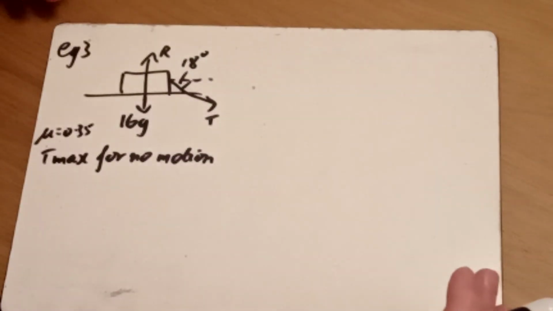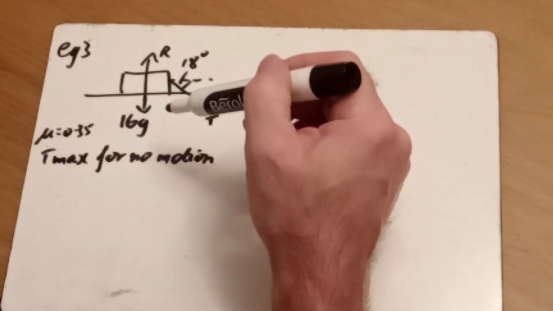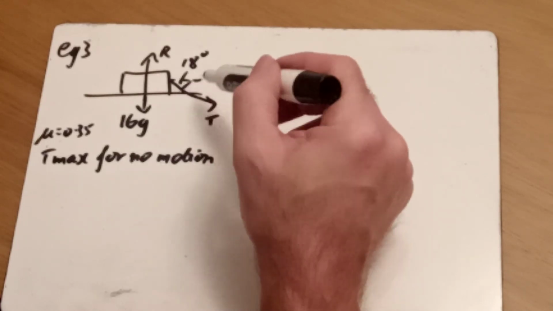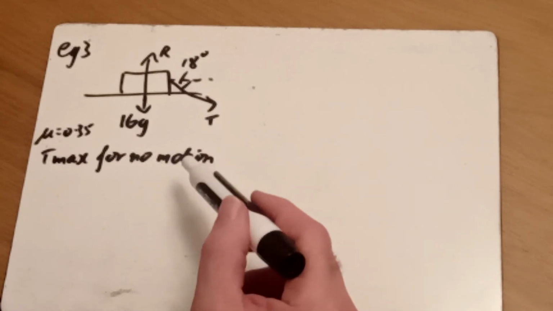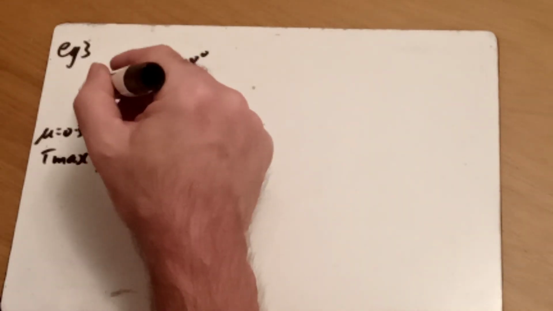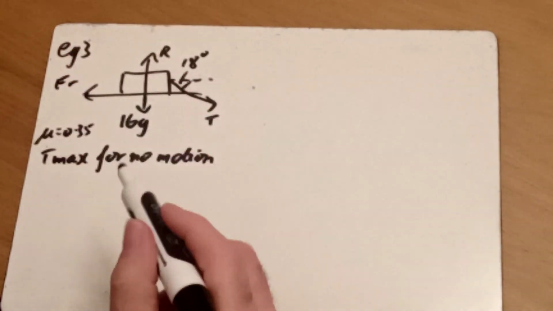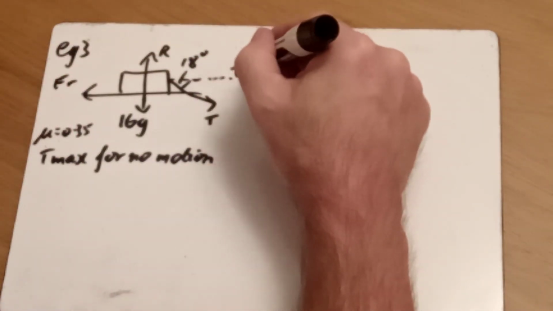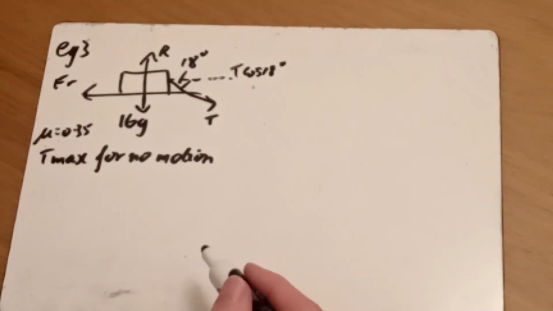Last example, in this case, we've got body mass 16 kilograms. We've been told mu is 0.35. We've got a tension at 18 degrees below the horizontal, and we want the maximum value of T, so there isn't any motion. Okay, so I can do similar-ish. Now this is going to be a bit of a mess. I can use my diagram to say that's T cos 18.